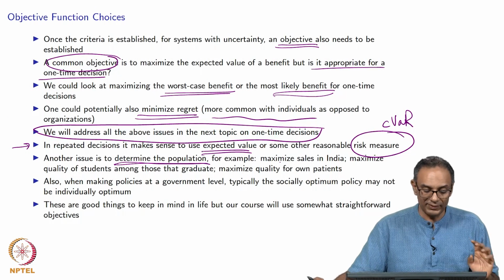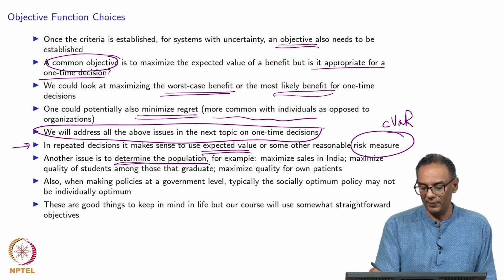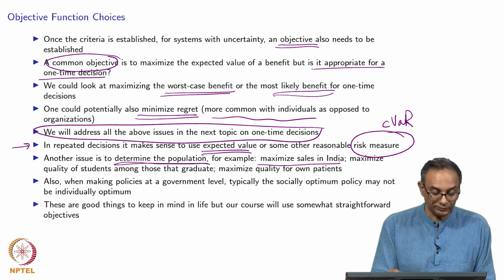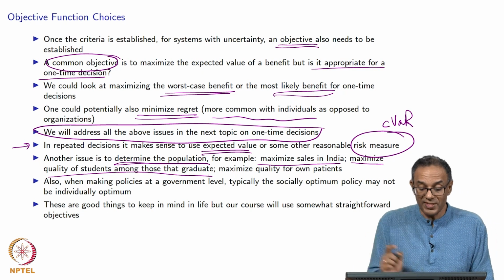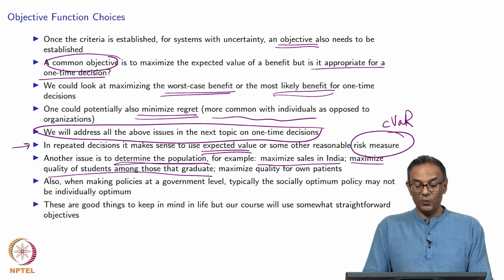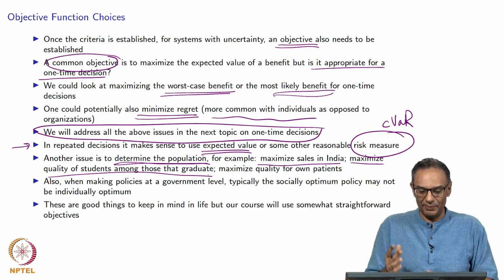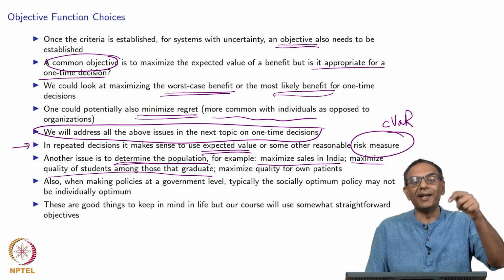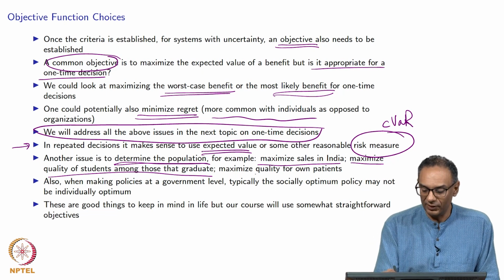So in some sense you have to be sure that you have clearly identified your population. Your objective could be, I want to maximize my sales in India. I want to maximize the quality of students among those that graduate. So we are not saying we are going to look at all the students, but only ones that graduate. People who don't graduate, we are not concerned about their quality because you're not going to get a degree from our school. All right. We talked about quality of the patients.